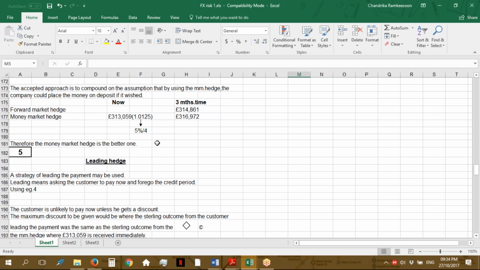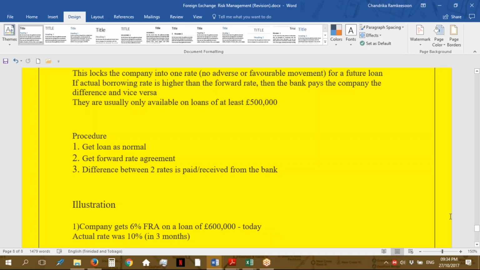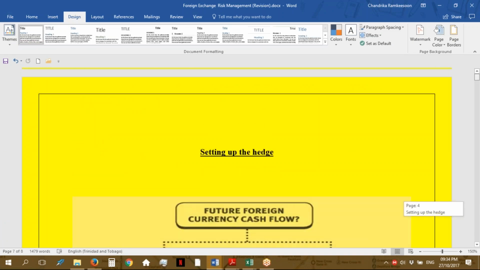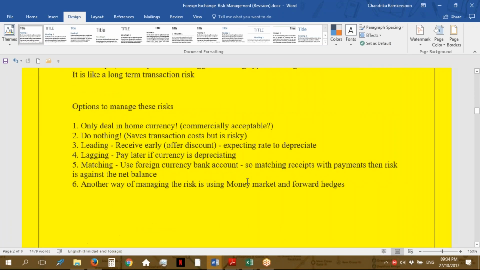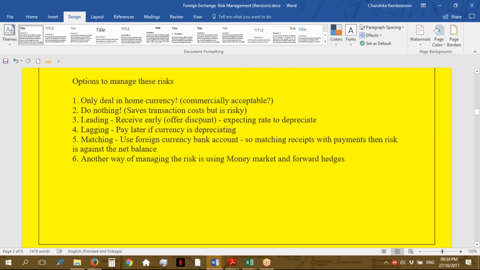Now, this is the part that you need to know that an F9 student wouldn't. Whenever you are hedging from the viewpoint of an exporter, you may have to work out what we call a lead and hedge. Remember you saw just look at this here, this yellow handout. See, lead in, receiving early, offer discount. Okay, good.